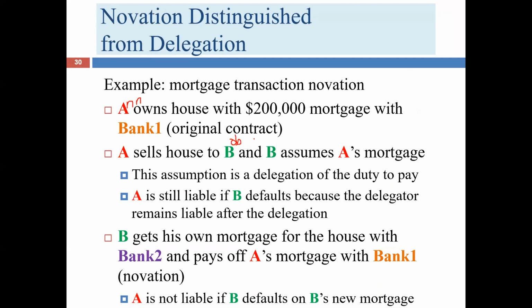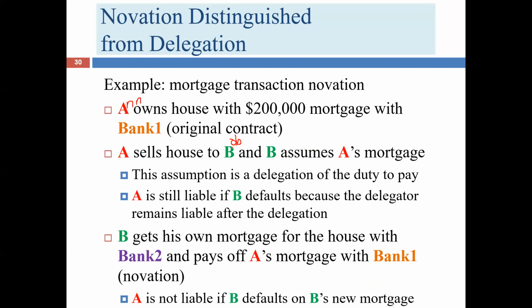We'll assume it's an assumable mortgage. This assumption is a delegation of the duty to pay. Ann had the duty to pay every month on her mortgage to Bank One, and now she has delegated that duty to Bob, and Bob's taken it up, not because Bob's an awesome, fantastic guy, but because he wants the house, right? And so he is getting the asset, and he is also getting the obligation.